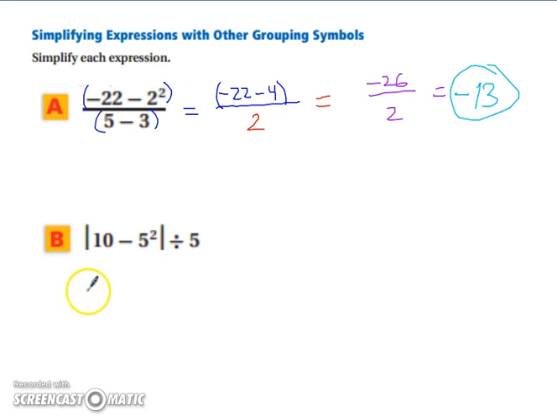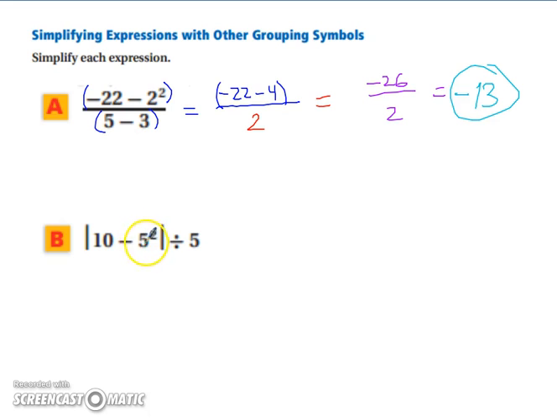Take a moment and pause the video and try B. Now that you've had a moment to try B, let's try them together. How many of you realize that this absolute value set of symbols here can be thought of as a set of parentheses when you're trying to group things together? So let's think of these as a set of grouping symbols. So we want to take care of what's inside of them first. Do we have any more parentheses inside of those? No.